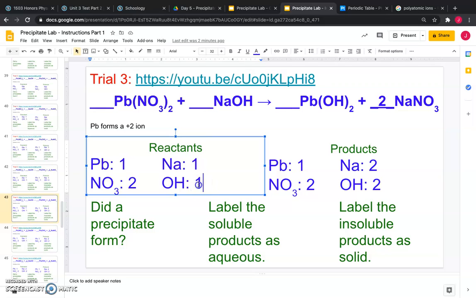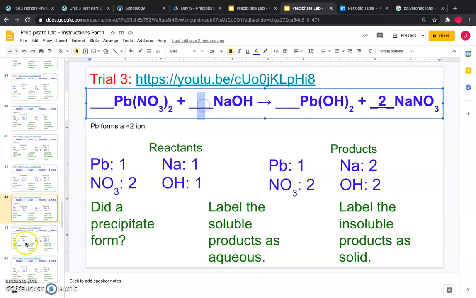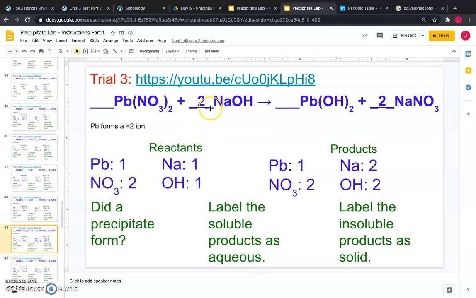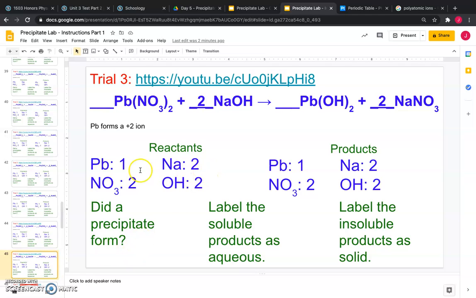Okay, and so then now our number of sodiums and our number of hydroxides don't match because we have 1 here and 1 here. So we're going to fix that by adding a 2 right here. And so then we should see that the number of reactants and products are all the same now. And so then that's going to be our chemical formula.